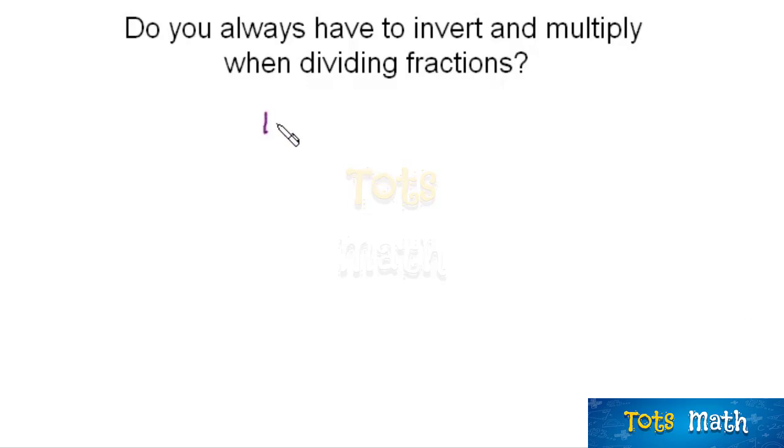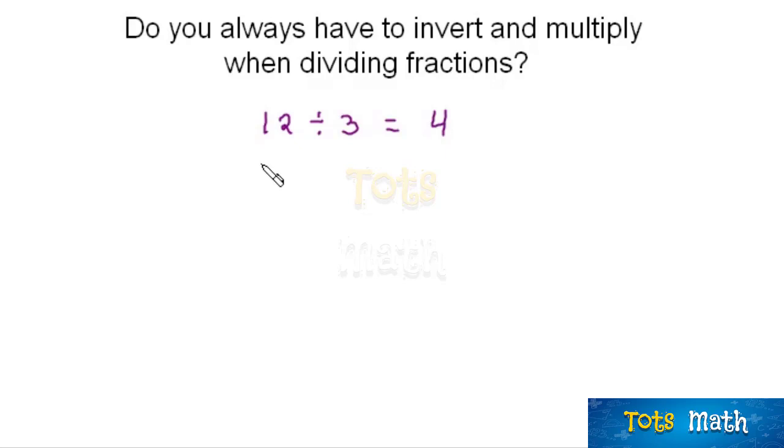Let's take the problem 12 divided by 3. That's asking how many groups of 3 are in the number 12. And we know that there are 4 groups of 3 in the number 12, because 4 times 3 equals 12. Now every whole number can be written as a fraction. So let's rewrite this problem using the fraction form of 12 and the fraction form of 3.